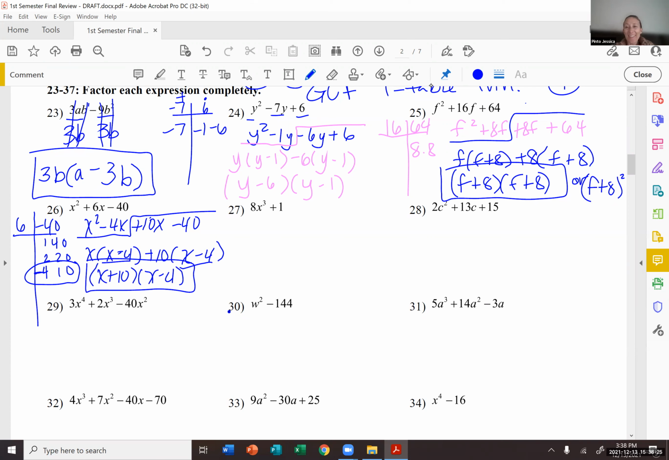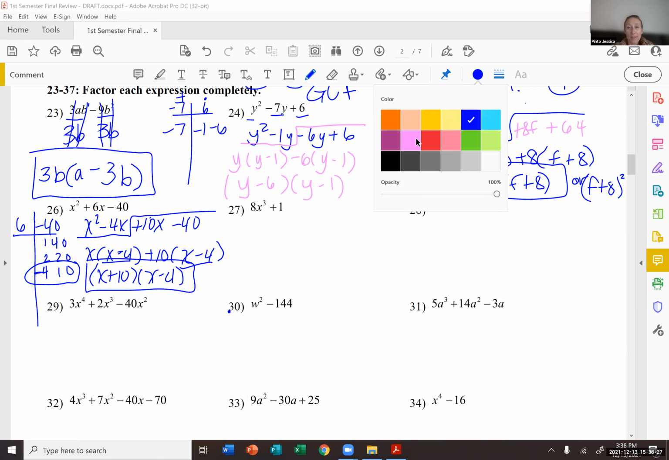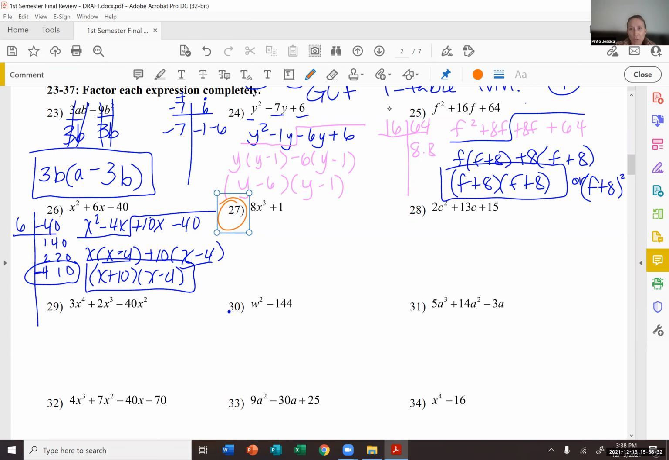Okay, number 27 is not like the previous problems. So 27 is the sum of two cubes. I can tell because it's exponent of 3. So I notice that I have to take the cube root then. So I'm trying to find what was the number. So it's 2x plus 1. I call this one a happy face. So I'm going to do 2x times 2x to create the trinomial. That's 4x squared.